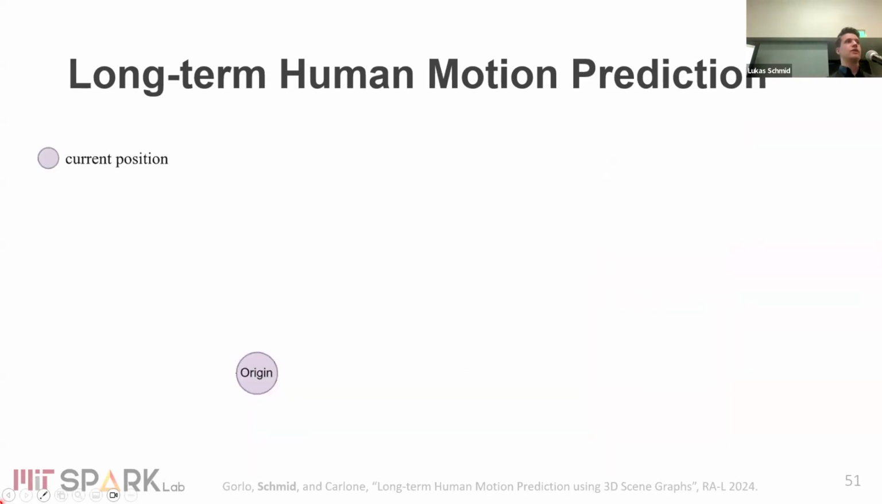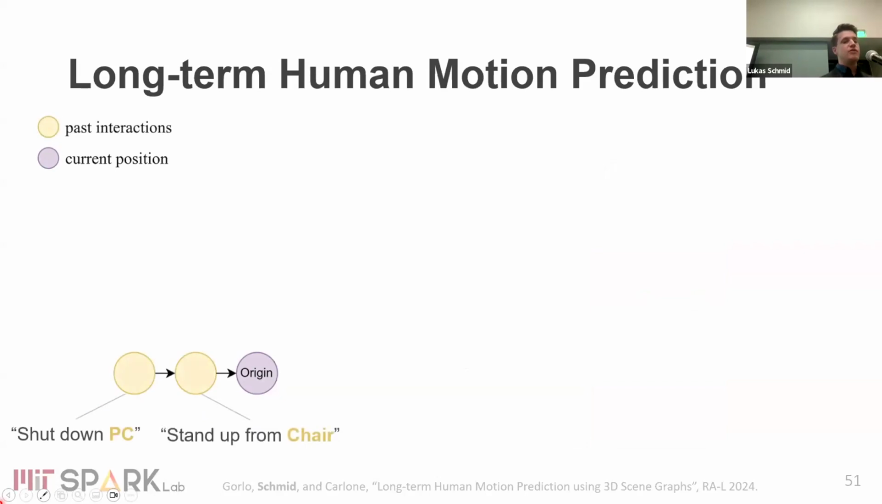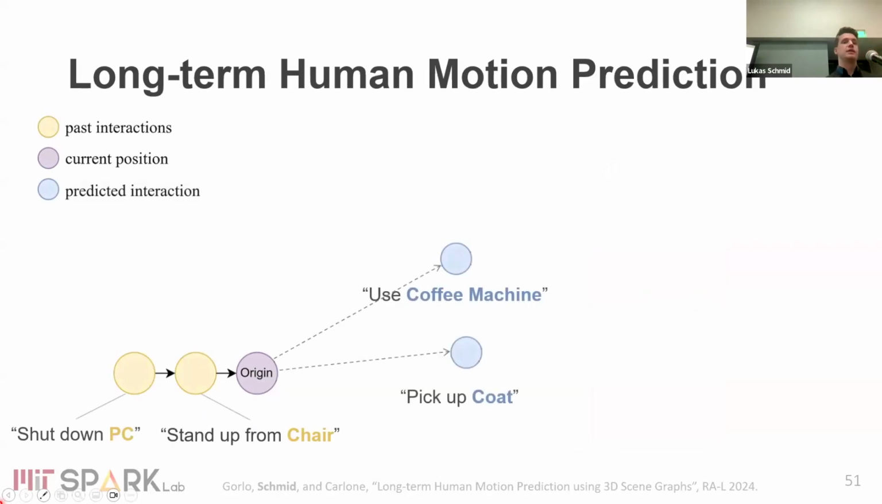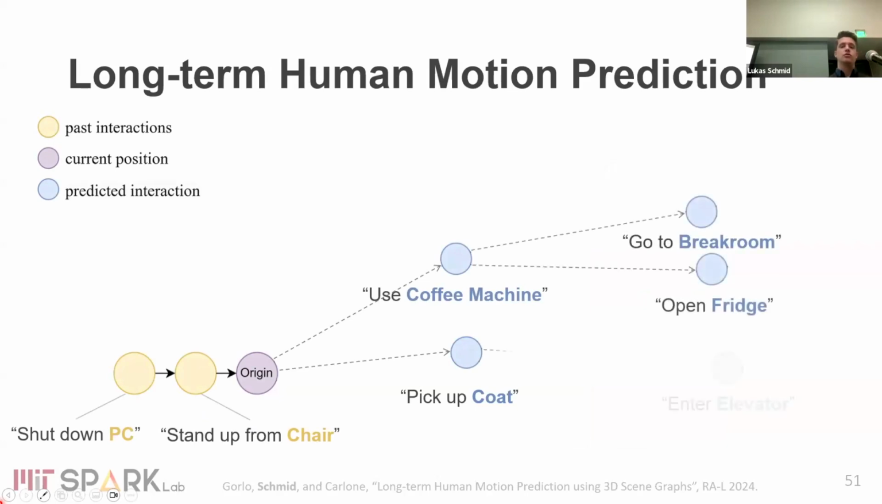To give an intuition on how this works, we operate on this level of the scene graph where the person started. We see all of the different things that the person's done before. Maybe they shut down their PC, they stood up from the chair. And now we can ask a large language model that is conditioned on the scene graph, what are things the person might want to do next? And we can actually do recursive prompting to build a multi-hypothesis tree of possible interaction sequences that people might want to do in this environment.